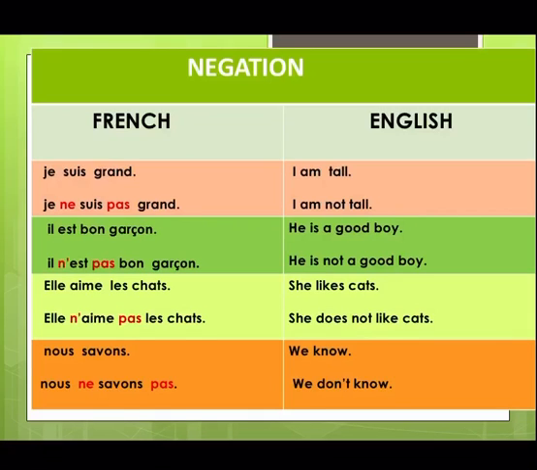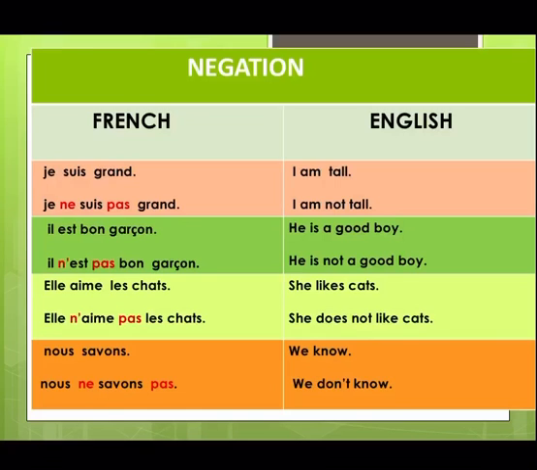Now the last one, nous savons. We know. Savons is a conjugated verb, or you can say a form of the verb savoir. So if you want to change it to the negative, we have to place ne before savons and pas after it. Nous ne savons pas. We don't know.